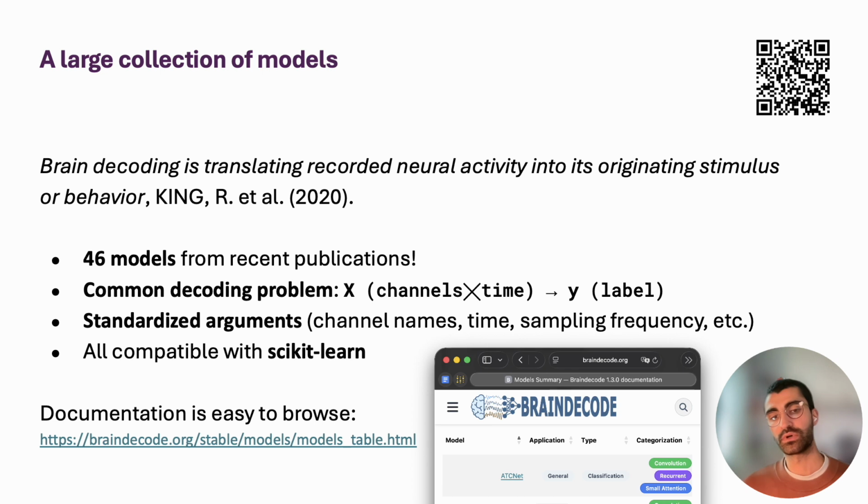And finally, we also have a wrapper that takes a BrainDecode model, which is in PyTorch, and turns it into a scikit-learn estimator. This way, you are able to evaluate your model the same way you would evaluate any other machine learning pipeline. If you are very familiar with scikit-learn, that can be very convenient for you.